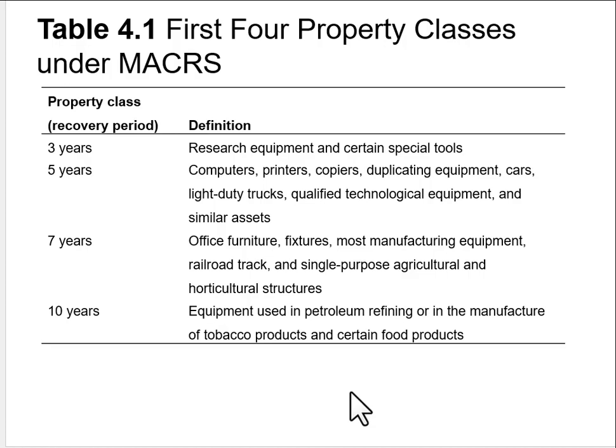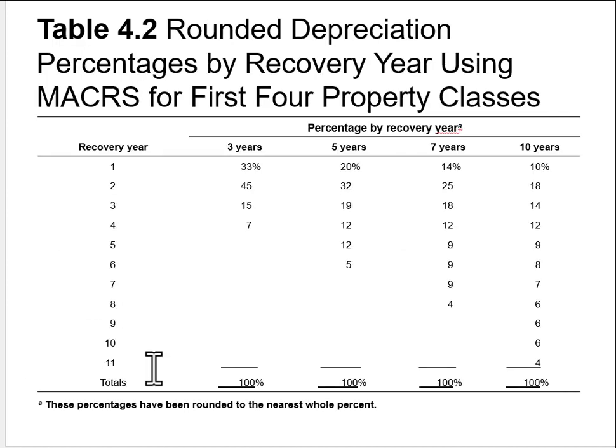So once we can identify which recovery period the asset falls into, we then look at the other table, which tells us the percentages. So again, for a 3-year asset, in the very first year, of the depreciable value that's left, again, assuming an adjustment currently, 33% is the depreciation expense. The next year it'll be 45, then 15, and then 7.